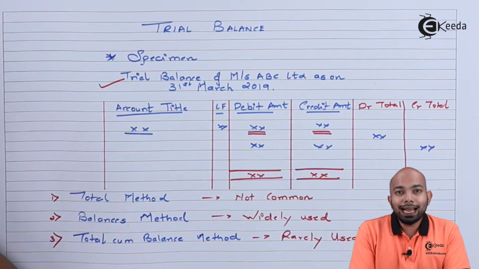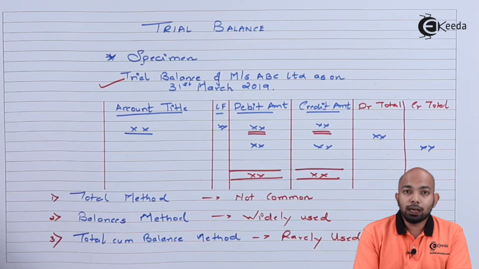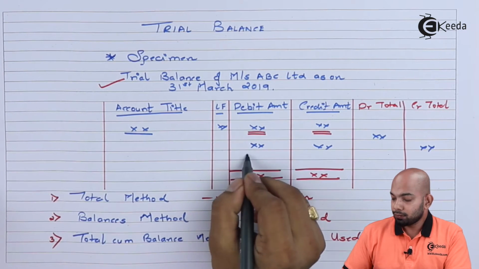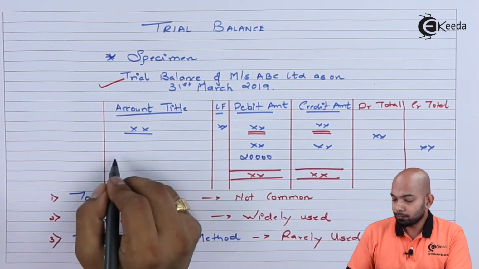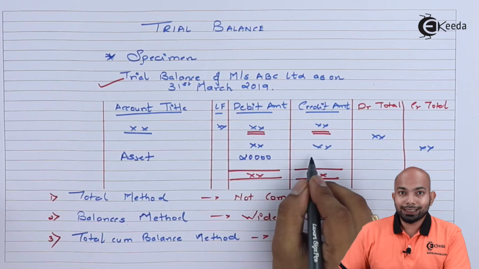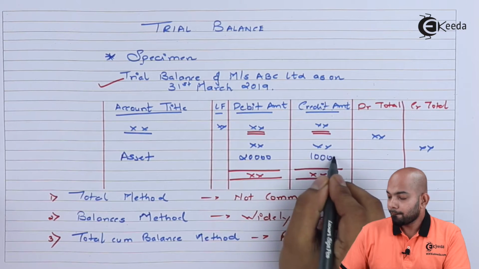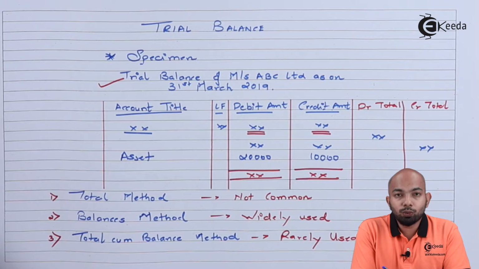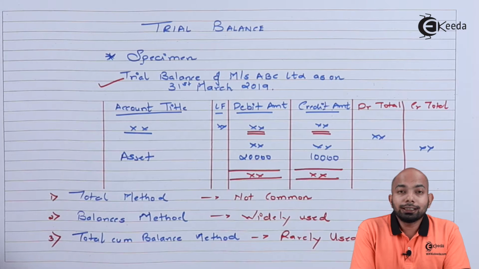So if there is an asset balance, for example, if the debit side of the asset has 20,000, if the credit side of the asset has 10,000, so 20,000 will be mentioned on the debit side, 10,000 will be mentioned on the credit side, and the balance of 10,000 will be mentioned either on the debit side or on the credit side, depending on the nature of the statement or the nature of the ledger that we are using in the statement. So this method is known as total cum balances method.